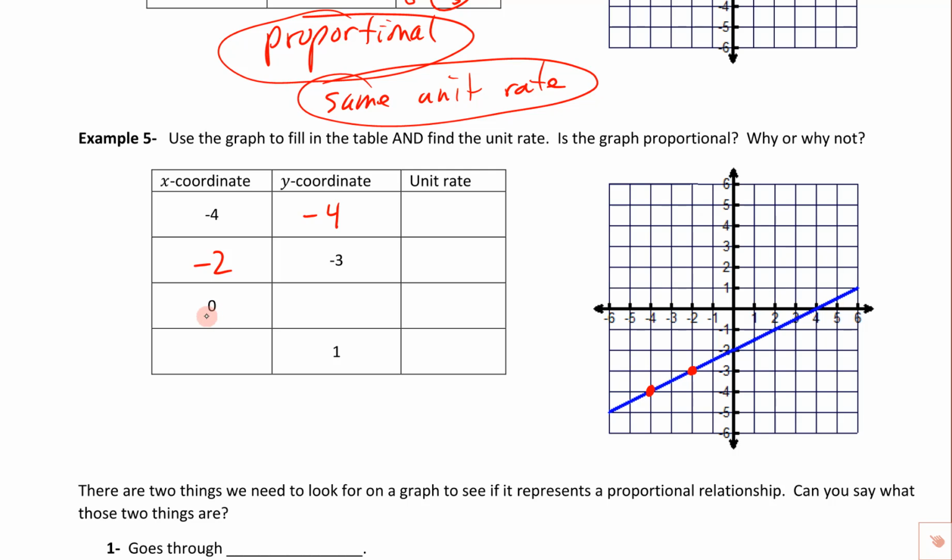Let's do the next one, 0. So 0 on the x-axis, so we're going to be right here, and in order to be on the line, we have to go down here. Okay, and that would be -2. And then the next one tells us a y coordinate. The y coordinate is 1. So if the y coordinate is 1, we're right here. They told us to go up.